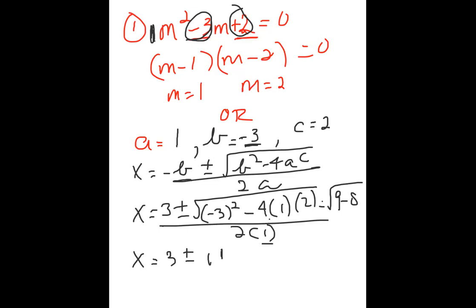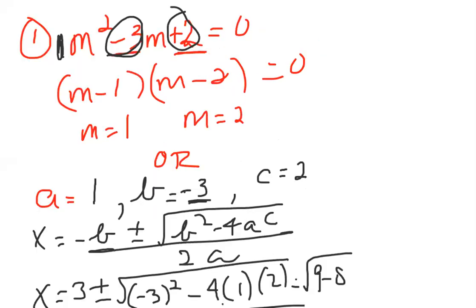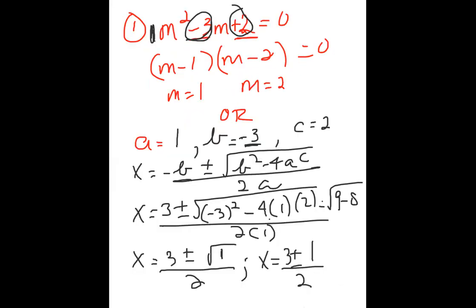Okay? So now, 2 times 1 in the denominator is 2. So you're going to end up with 2 equations. So you're going to get x equals 3 plus or minus 1 over 2. So here you have a compound solution. But you need to break this up into 2 exact solutions. I'm going to erase this so I can go to the top. X is equal to 3 plus or minus 1 over 2.